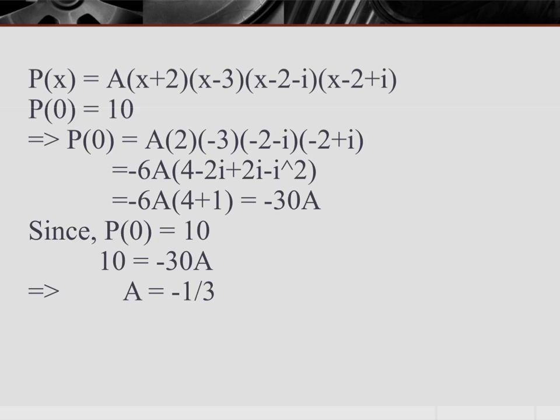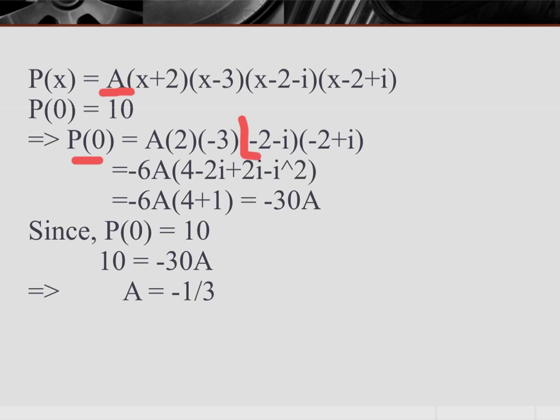Now we want to find out what a equals. So, knowing that p of 0 equals 10, first plug in 0 for x in p of x. So, p of 0 equals a times 2 times -3 times (-2 minus i) times (-2 plus i).